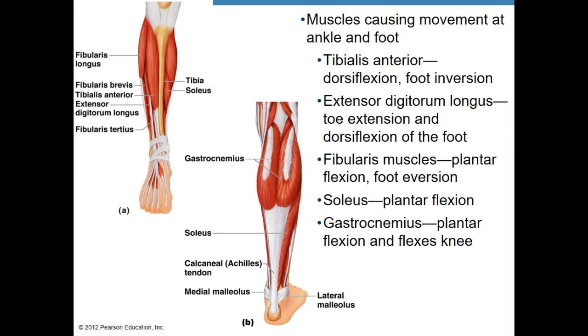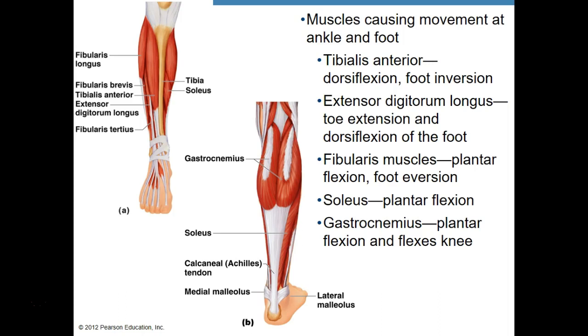Let's look at the ankle and the foot. There's a couple of different muscles here. So there's the tibialis anterior. This is dorsiflexion, being that it's going to help lift up the toes, and foot inversion. The extensor digitorum longus is for toe extension and also dorsiflexion, extending the toes and also lifting the toes up.